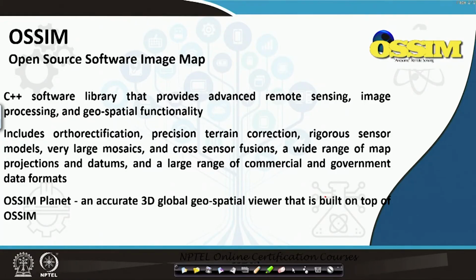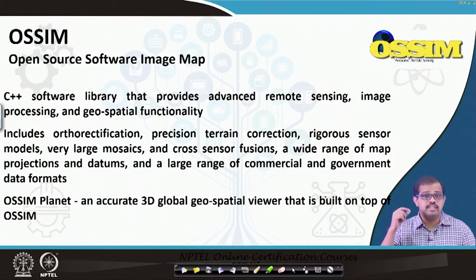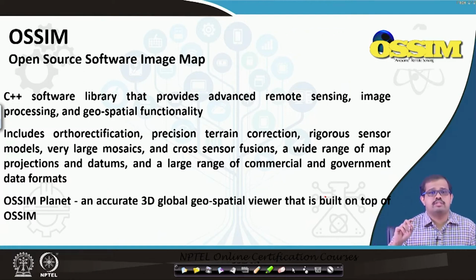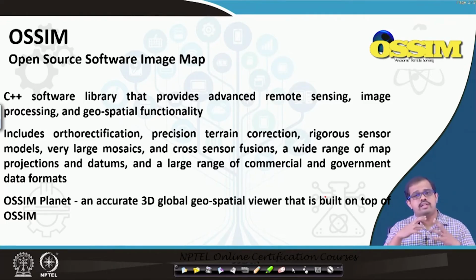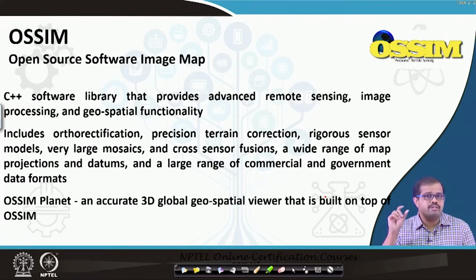You may not have heard about this, but it is an extremely good software library. It is written in C++, that provides advanced remote sensing, image processing and geospatial functionalities. I am trying to tell you about OSSIM because, for example, we spoke about what we mean by remote sensing very briefly. If someone wants to combine GIS, remote sensing and image processing together to produce some good results, OSSIM can be one of those software libraries which can be extremely helpful for many of you.